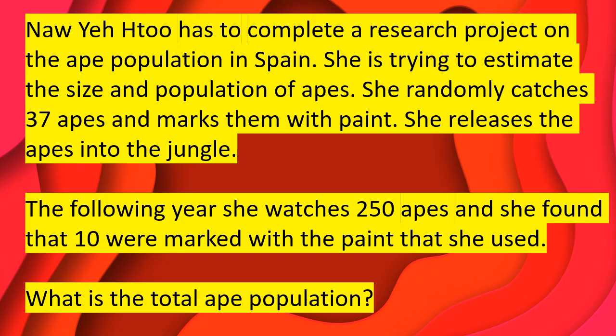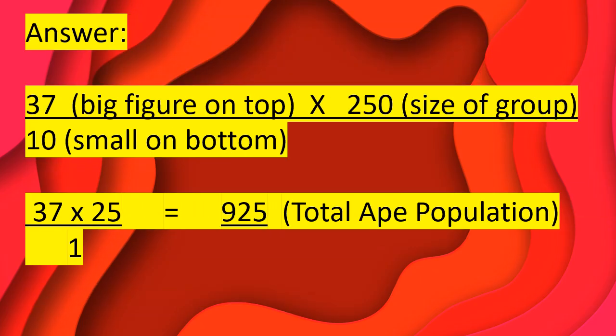So you should stop and try to do this one, so pause the video because I'm going to go ahead with the answer. So we have 37, the big figure on top, 10, the small figure on the bottom, and we multiply by the size of the group, which is 250. So then we can cross out a 0 on the top and the bottom, and we get 37 times 25 over 1. Multiply 37 times 25, and you get 925. That is the total ape population.